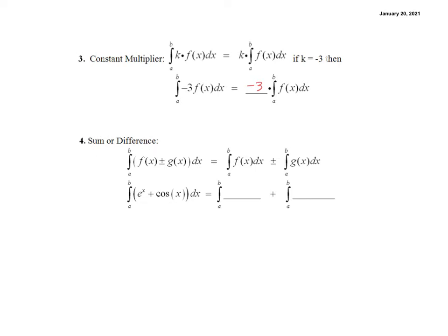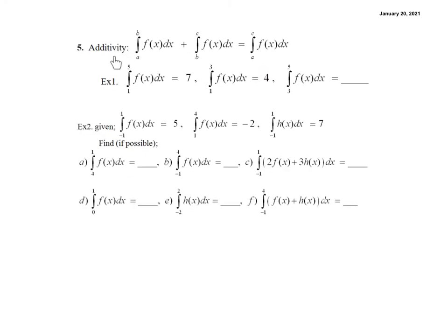Next, we have the sum or difference rule. It says that the integral from a to b of some function f of x plus or minus another function, g of x, all times dx, I can take each of these separately and take the integral from a to b of f of x dx, and then add or subtract the integral from a to b of g of x. So in this example, the integral from a to b of e to the x plus cosine of x dx will equal the integral from a to b of e to the x dx plus the integral from a to b of cosine of x dx.